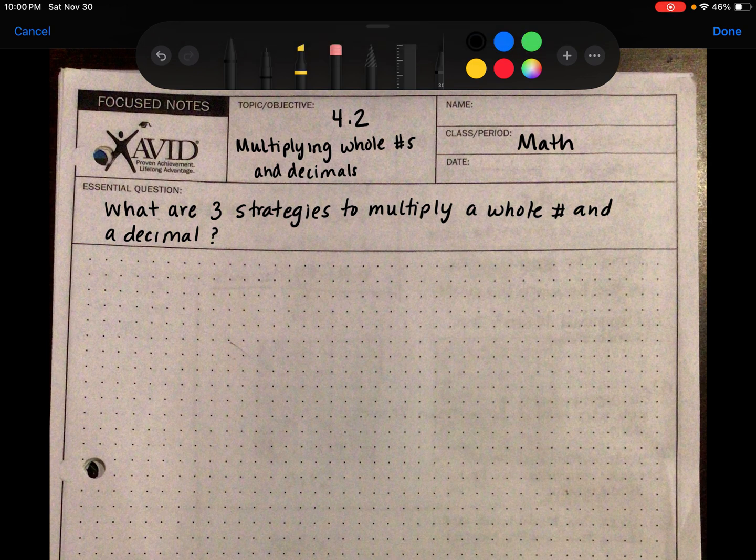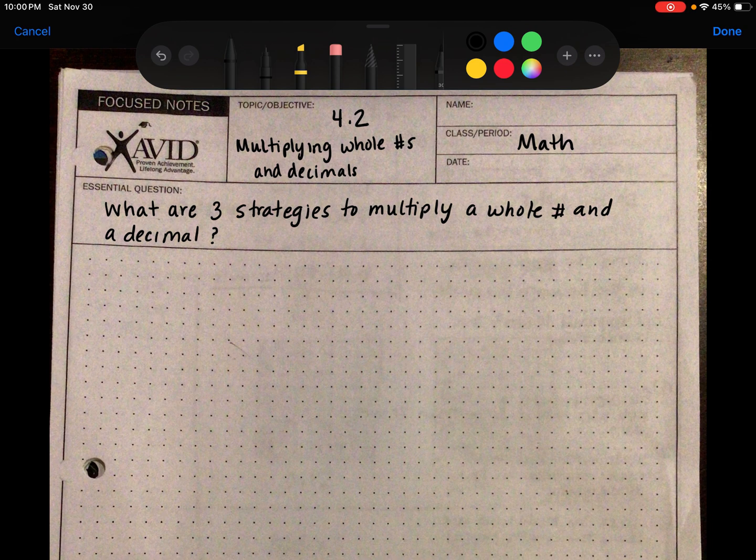For this lesson, 4.2, we're going to be multiplying whole numbers times a decimal. So first, go ahead and pause the video and get your notes set up.